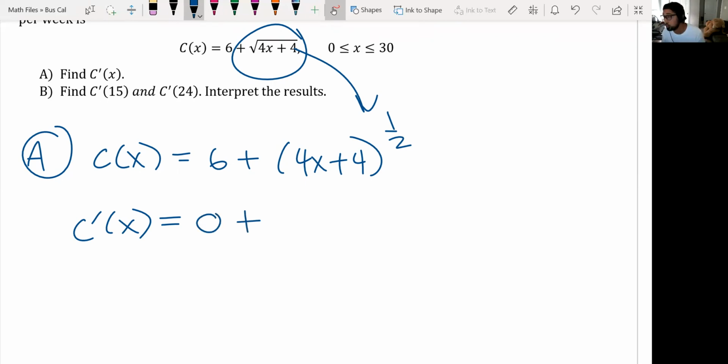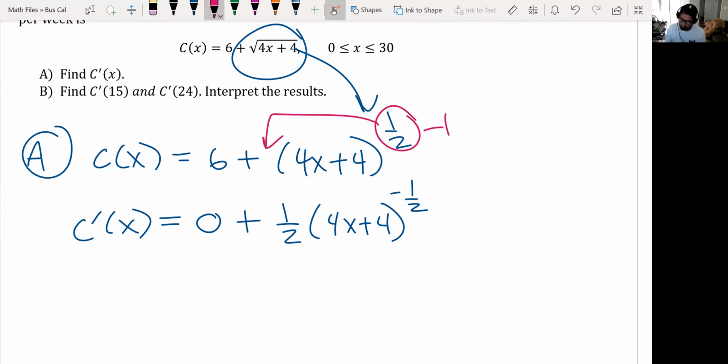And then the chain rule derivative for 4x plus 4 to the 1/2 is that 1/2 comes down. The inside stays the same. The new exponent becomes negative 1/2, right? 1/2 comes down, you subtract 1, you get that to the negative 1/2. And then don't forget to multiply by the derivative of the inside. And the derivative of 4x plus 4 is just 4.